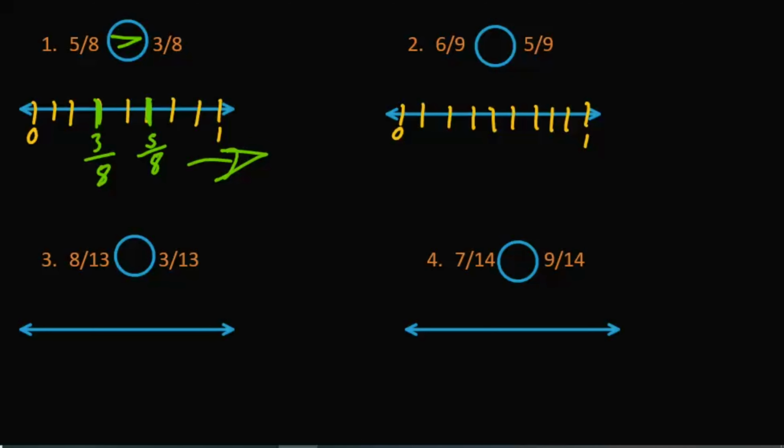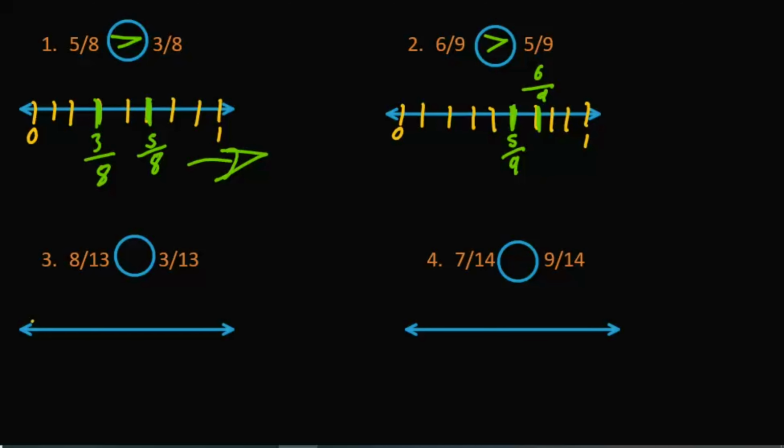Okay, so this would be 1/9, 2/9, 3/9, 4/9, 5/9. So this is where 5/9 would be. And then this would be 6/9. Let's write it on top. So again, the fraction that is more to the right is greater. Now the next one, which says 8/13 or 3/13. Let's do that.